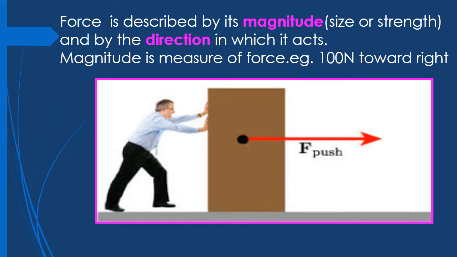Similarly here, the amount of force that you apply on any object to make it move is said to be its magnitude. If you observe the picture, the man is trying to push the object and he is applying a force of 100 Newton. So 100 Newton is the magnitude and he is pushing it towards the right direction. So with the force of 100 Newton, he is pushing the object towards the right. So children, whenever you describe any force, it is very important to mention its magnitude as well as its direction.